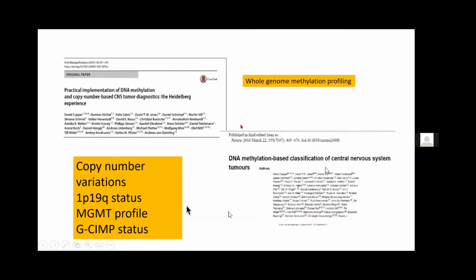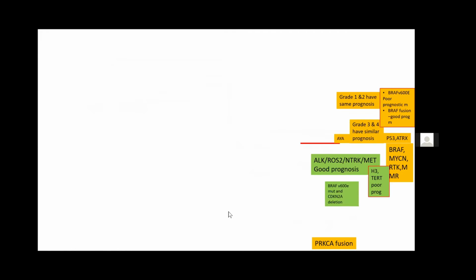So the explosion in the different classifications of CNS tumors and their types and subtypes has been because of the methylation profiling that has occurred. This methylation profiling is useful not only in the new classification, but it can also help us identify molecular alterations in CNS tumors which are already known, like copy number variations, 1p/19q codeletion status, or MGMT profile. So it is a technique which should be adopted as and when it is feasible for different resource settings.